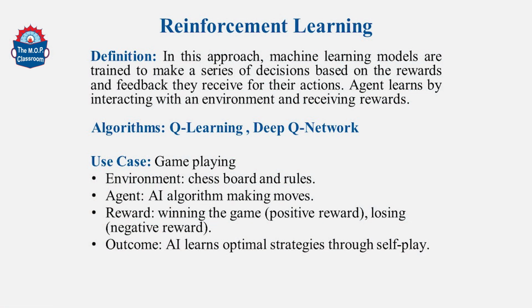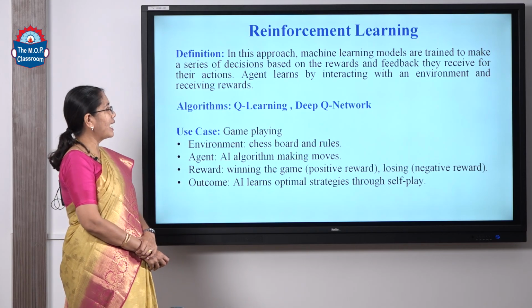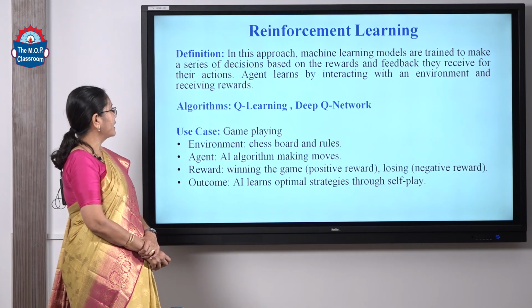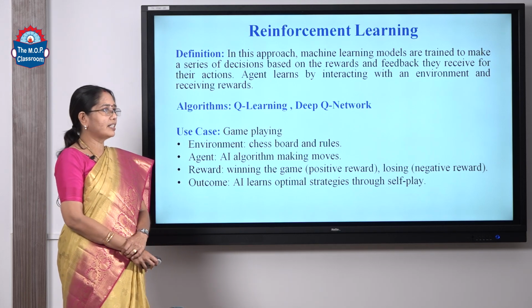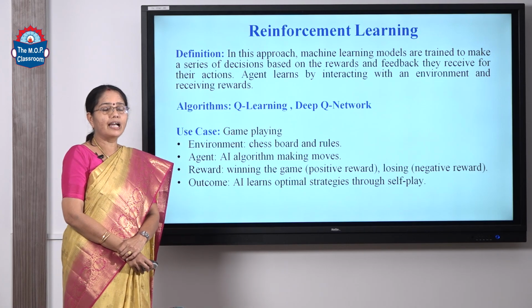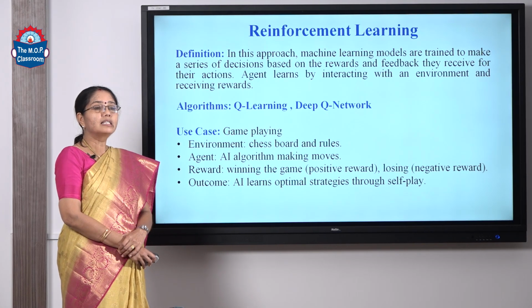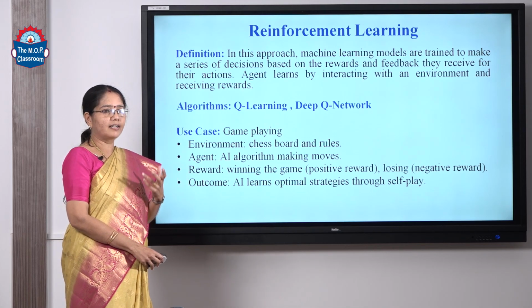Now, we are going to see the next type of machine learning algorithm, reinforcement learning. In this approach, machine learning models are trained to make a series of decisions based on the rewards and feedback they receive from their actions. So, the agent learns by interacting with an environment and receiving rewards. The machine learning algorithm helps to make a series of decisions based on the rewards and feedback that it receives.